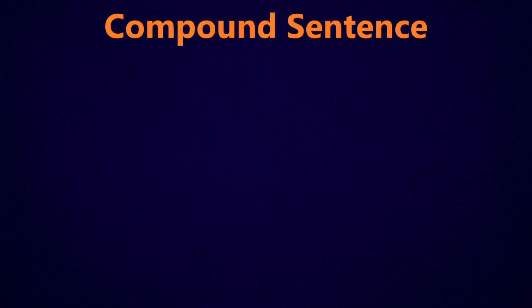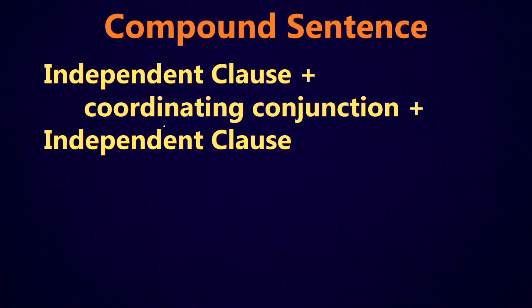So compound sentences include an independent clause, a coordinating conjunction, and another independent clause. So a compound sentence has two independent clauses at least. It can have more than that, but it has to have at least two independent clauses, and they are connected by a coordinating conjunction. So a conjunction is a word that joins two things together.